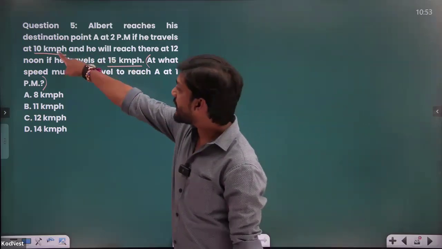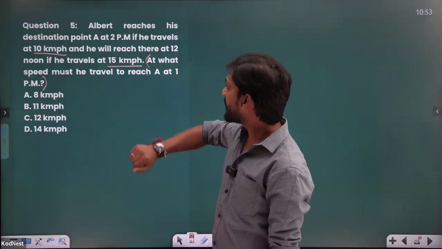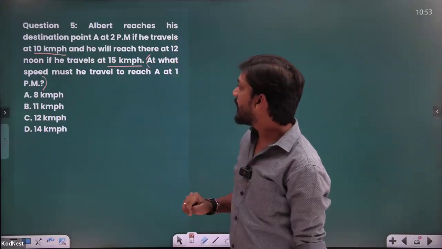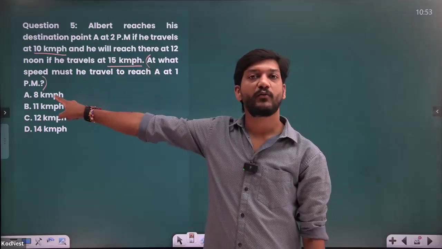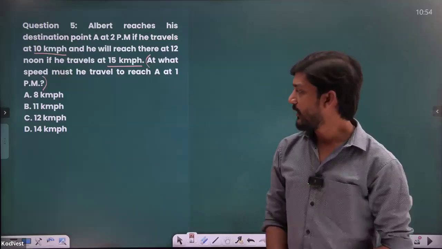If I travel at 10 kmph, I will reach the destination at 2 p.m. If I travel at 15 kmph, I will reach at 12 noon. So what should be my speed if I want to reach at 1 p.m.? This is what he is thinking. Now carefully answer.